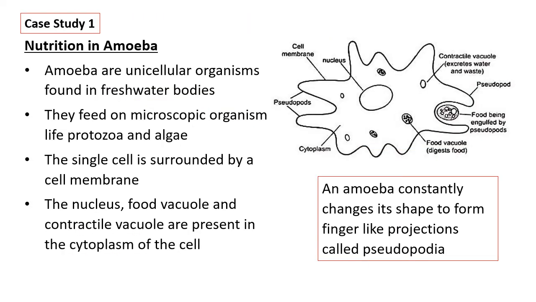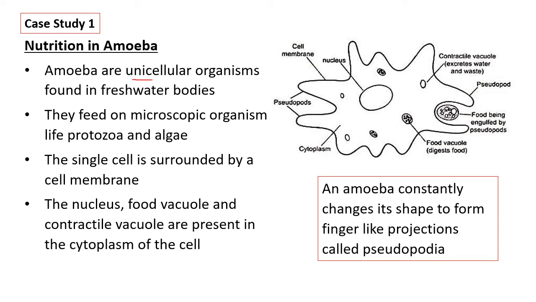Now, we will discuss two case studies. One is nutrition in amoeba and one is nutrition in ruminant animals. So the first case study is nutrition in amoeba. What is an amoeba? An amoeba is a very small microscopic organism. You can't see it with your naked eyes. You have to use a microscope to see an amoeba.